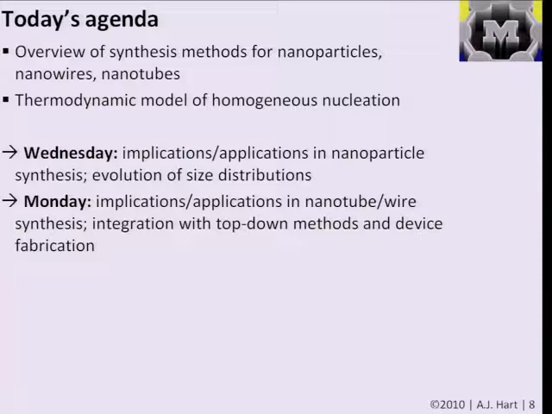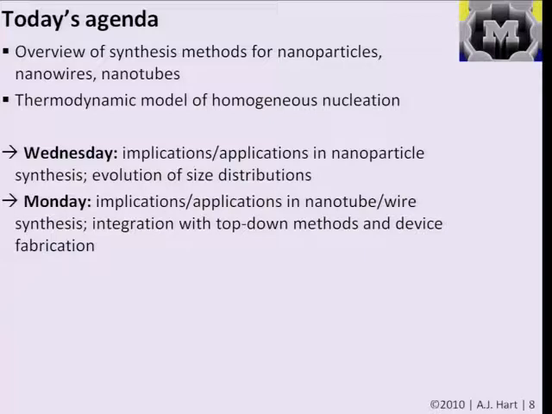And then in the latter half of the lecture, we'll go through a simple thermodynamic model of what we'll call homogeneous nucleation, or the idea of having our room filled with a vapor and changing the conditions so it's favorable to nucleate clusters of that vapor. That's perhaps the most basic view we can take on how we would create nanostructures. And that will be a springboard for, on Wednesday, studying the implications of this model of nucleation in nanoparticle synthesis, and studying how the size distributions of the nanoparticles will evolve versus time as we change the conditions.